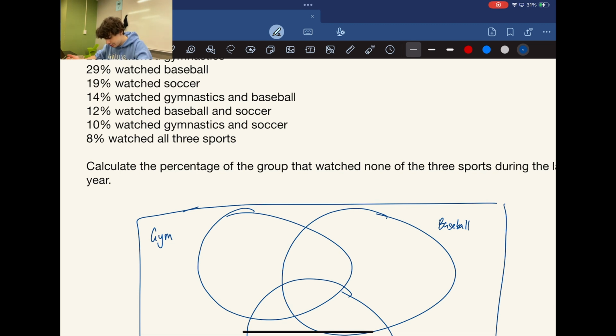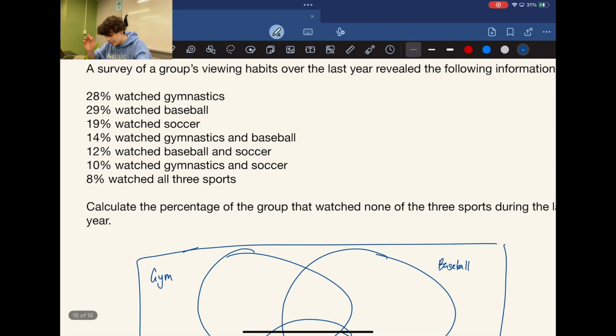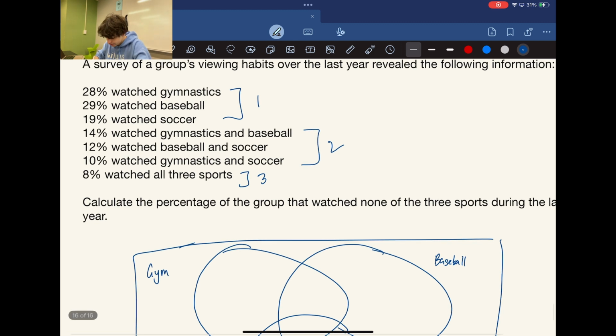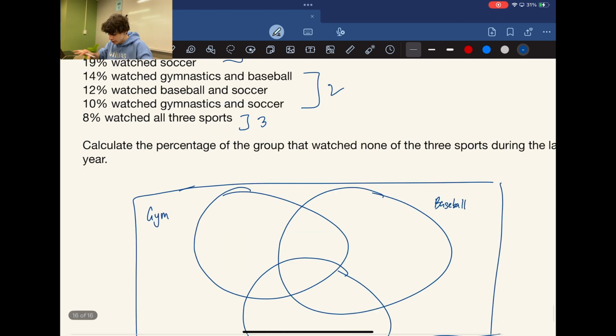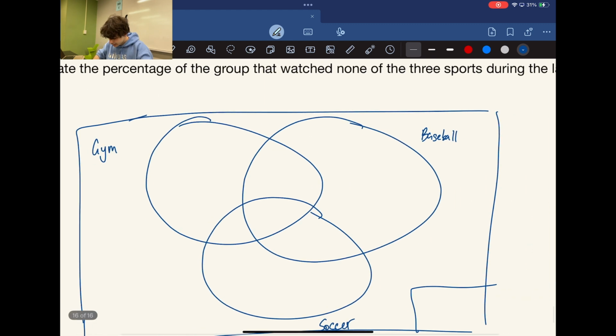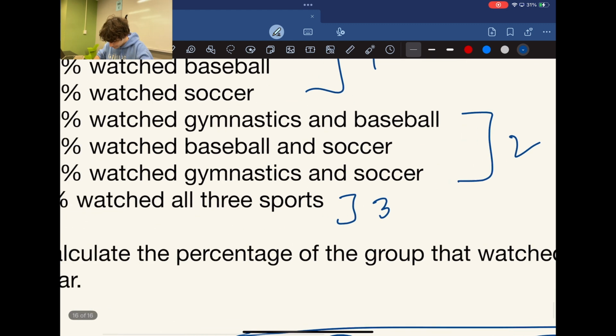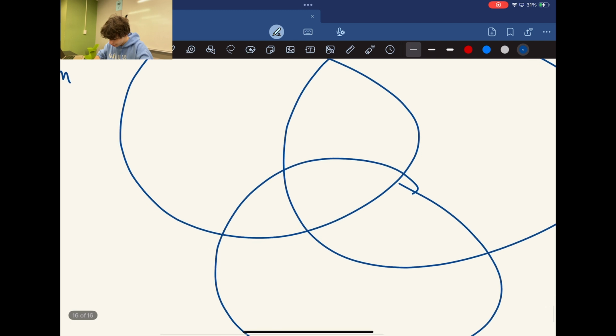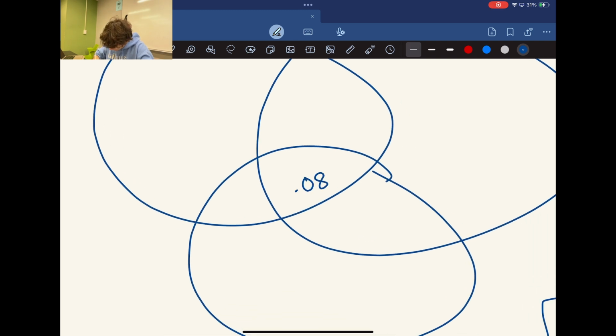The way that I would do this, the information was organized, so this is just 1 sport that they watch, this is 2 sports, and this is 3. I'm going to work in reverse order, so the most sports first, then I'm going to work my way from the inside of the Venn diagram out. So starting in the middle, we have 8% that watched all 3 sports, so that goes right here.